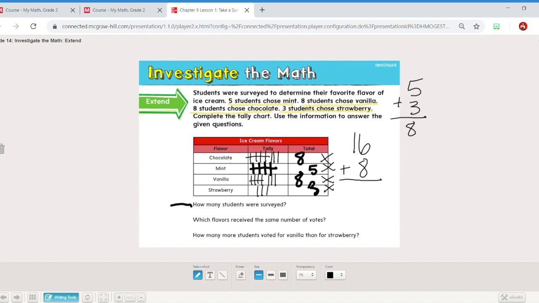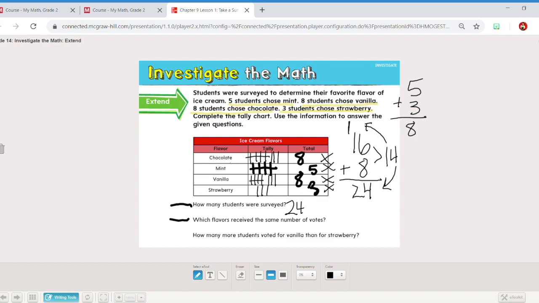It looks like we've got some regrouping because I know 16 plus 8 is 24. Move the ones down in our ones place, and we move our 10 over to the tens place. So now we have 2 tens, which is the same as 20, and we get 24 students. So we can write 24 in our answer. Now we're ready to move to our second question.